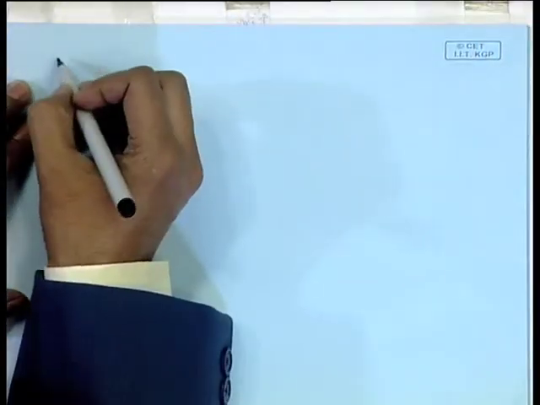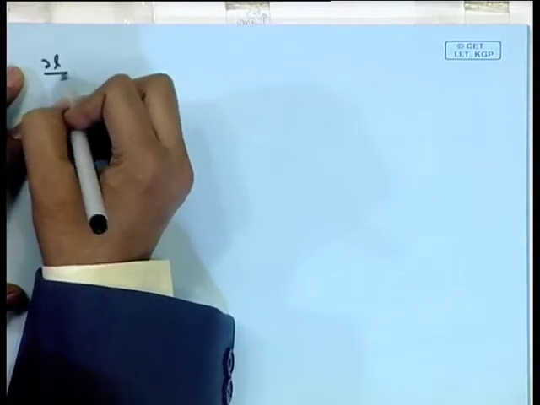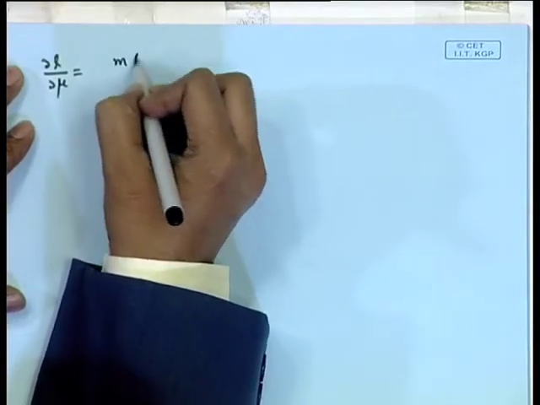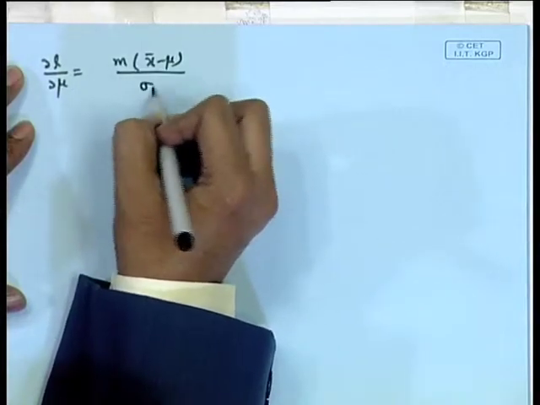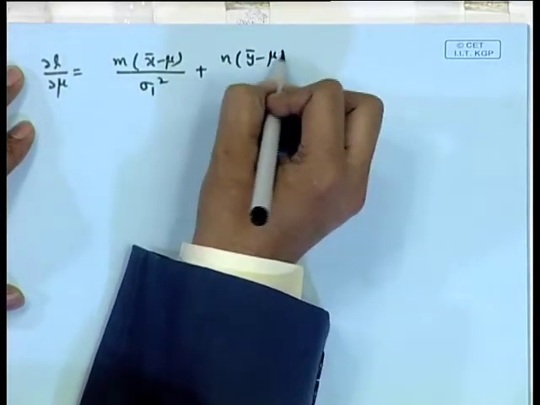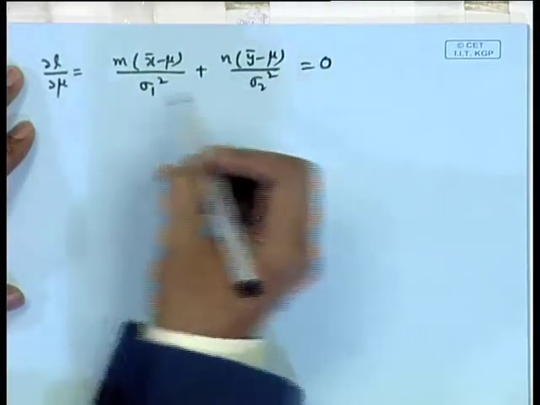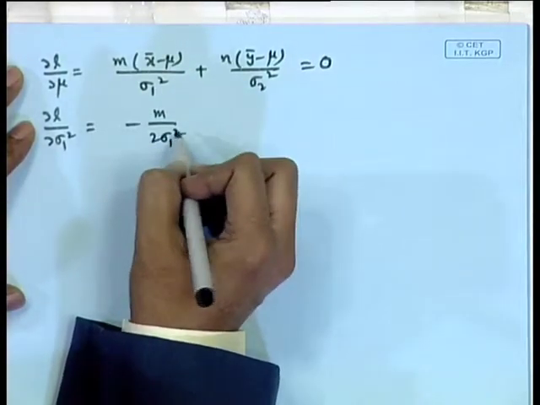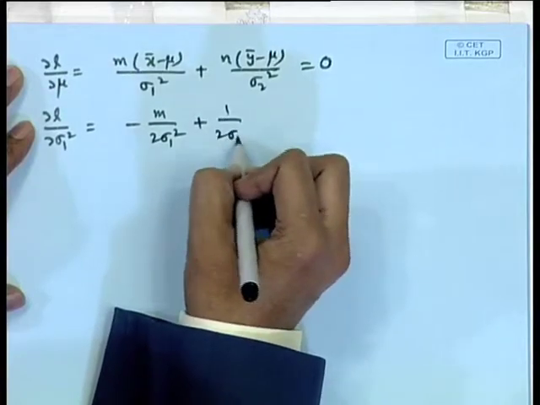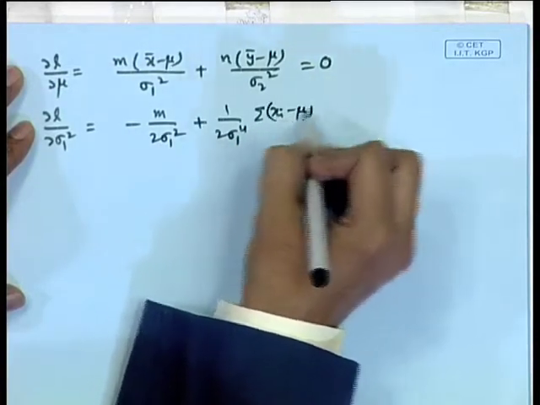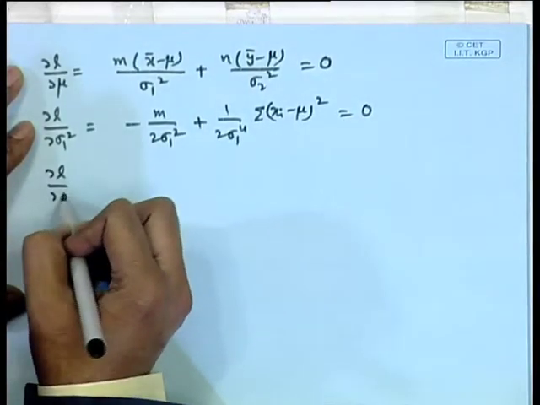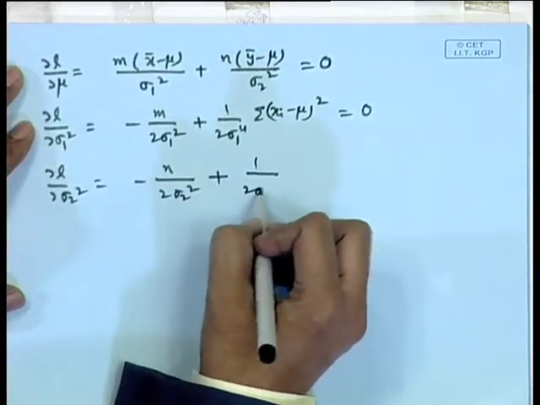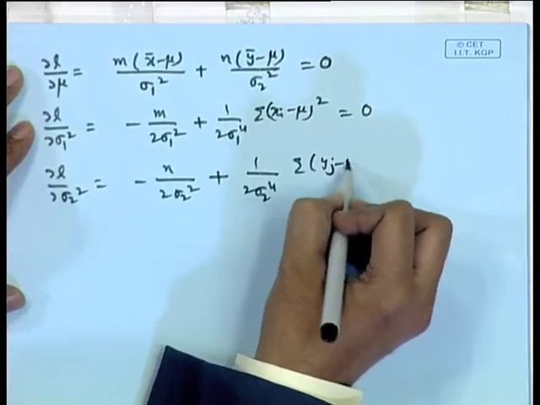So, if we consider the likelihood equations, del L by del mu equal to 0 gives us m (x bar minus mu) by sigma 1 square plus n (y bar minus mu) by sigma 2 square is equal to 0. If I consider del L by del sigma 1 square, that gives us minus m by 2 sigma 1 square plus 1 by 2 sigma 1 to the power 4 sigma (xi minus mu) square. Del L by del sigma 2 square is equal to minus n by 2 sigma 2 square plus 1 by 2 sigma 2 to the power 4 sigma (yj minus mu) whole square.